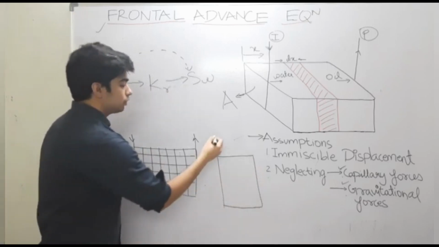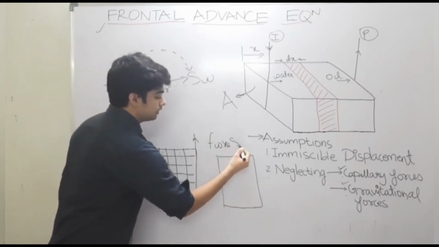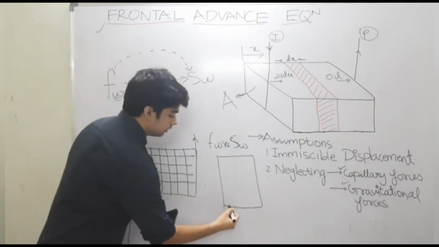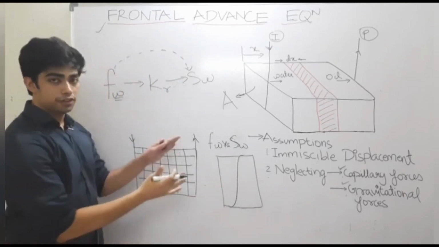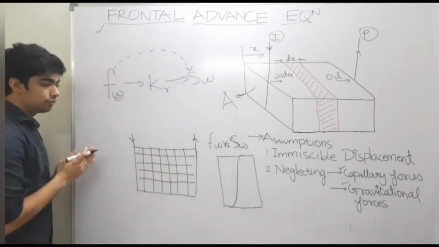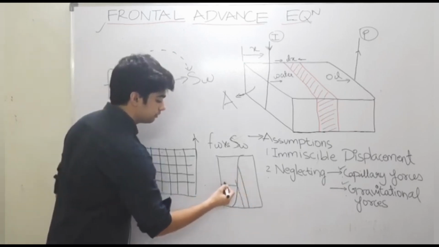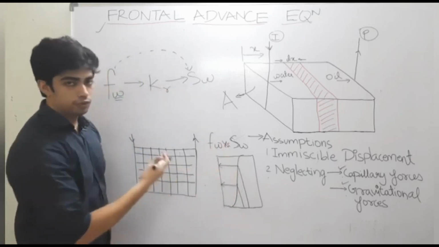So if we make a plot of FW versus SW, which we usually do in laboratory experiments, we basically define a function telling you different values of FW at each and every saturation. So this is some sort of data which we have to take.